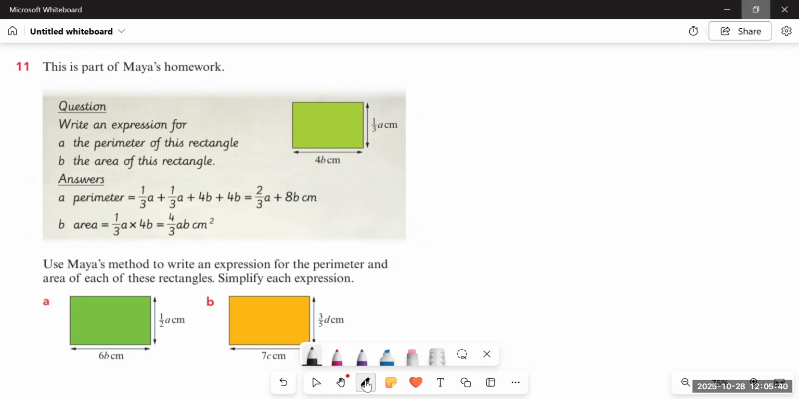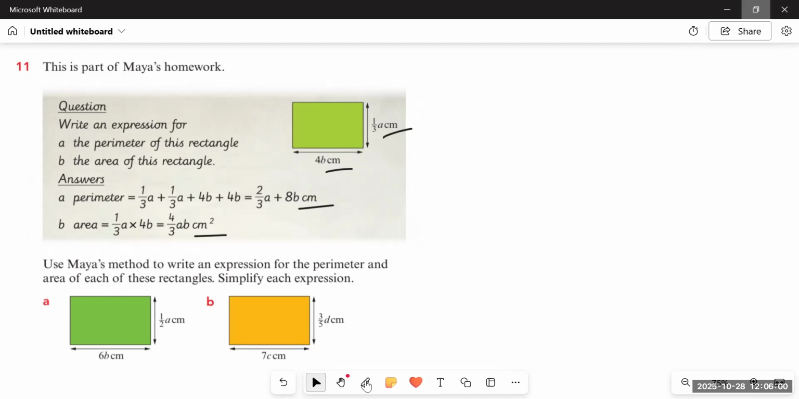And for the area, we'll simply multiply length with the breadth. That is 1/3 of a with 4b. And the answer would be 4 over 3 ab centimeters square. The unit that we use for perimeter would be centimeter, as given in the length and breadth. And for area, it would be centimeter square. Okay. So what do we have to do?